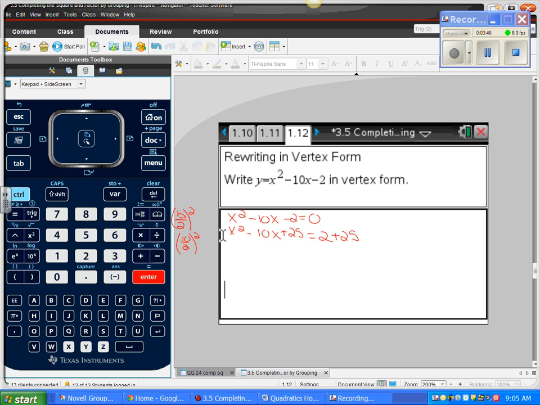Now what? Factor that left-hand side. What's it factor to? Good. X minus 5 quantity squared. One more step. Great. Y equals x minus 5 quantity squared minus 27. There's your vertex form. Ready to try the next one?